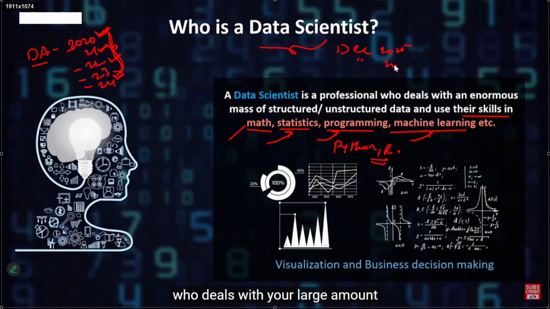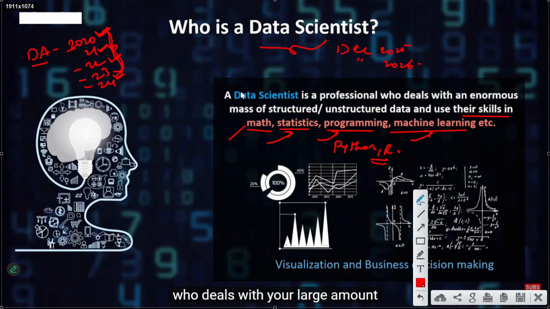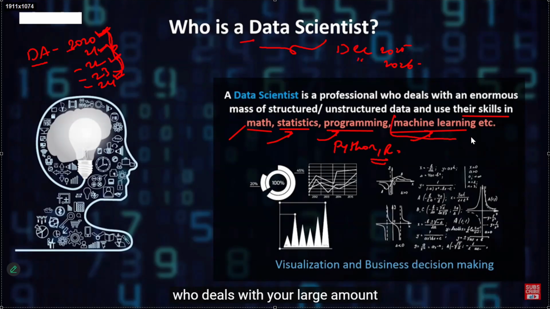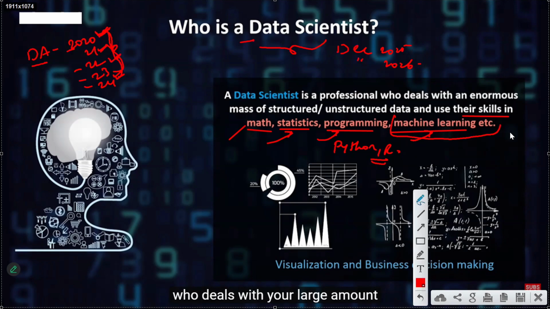By December 2026, what will happen? Okay. So what you have to understand is a data scientist is a person who can not only tell what has happened in the past, but he can also predict what is going to happen in the future. So how will he predict that? Using certain machine learning techniques, certain AI techniques and all. So this is what a data scientist is.